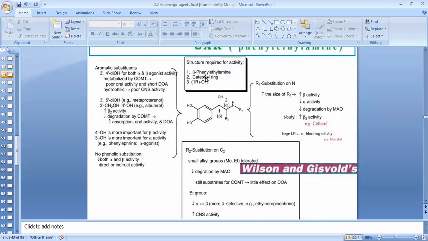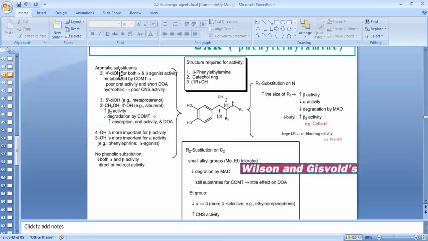Already we have discussed there are 3 structural parameters required: beta phenylethylamine, the catechol ring (this ring is required), as well as the presence of this 1R OH group. Now we are going to discuss the importance of the presence of these 3,4-OH groups on the catechol ring, on this adrenergic receptor.